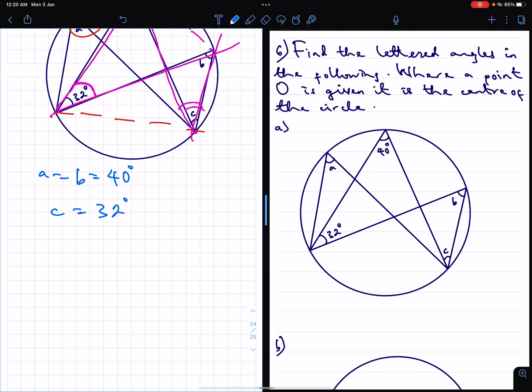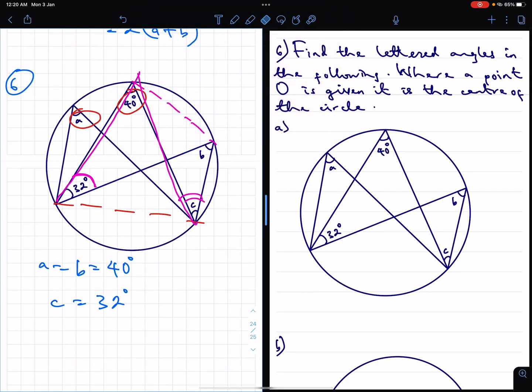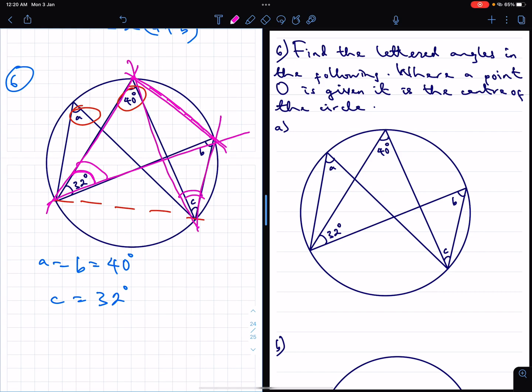Angles in the same segment. I'll go over that again. I can see that this line and this line form a triangle with this chord. So this line and this line also form a triangle with this chord. So the angles formed by those pairs of lines are going to be in the same segment. So this angle and this angle are equal, they are in the same segment.